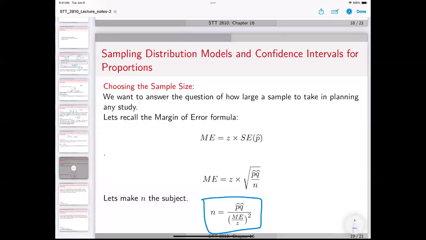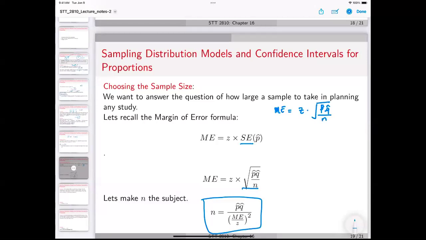Is that okay? You know what P hat is, you know what Q hat is. Remember, Q hat is what? 1 minus P hat. We learned this last time. So how did I get this? For example, we know that the margin of error is given as Z times the square root of what? P hat Q hat over N. The standard error is given by this. Is that okay? And because I want to determine the sample size, I make N the subject.